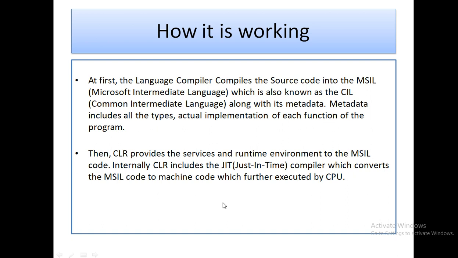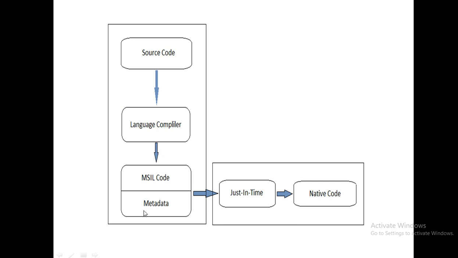Okay, now how is the CLR working? Before starting this slide, I want to show you one diagram. In this diagram, first we have this source code box. The source code is whatever a developer writes as code. When you are coding and you save the files for later execution, that file is called source code.